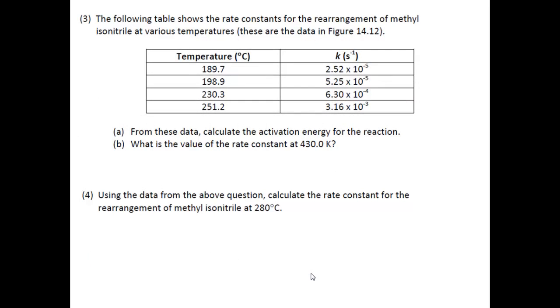The following table shows the rate constants for the rearrangement of methyl isonitrile at various temperatures. From these data, calculate the activation energy for the reaction. What is the value of the rate constant at 430 Kelvin? Use the data from the above question. Calculate the rate constant for the rearrangement of methyl isonitrile at 280 degrees Celsius.